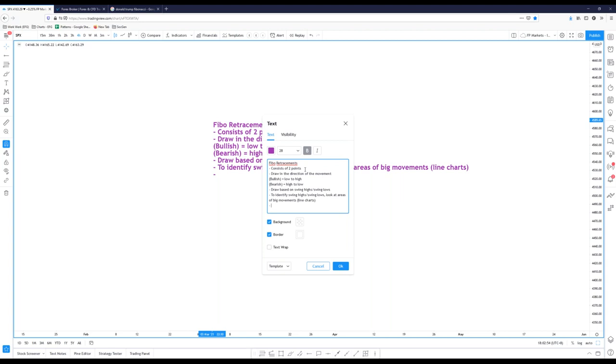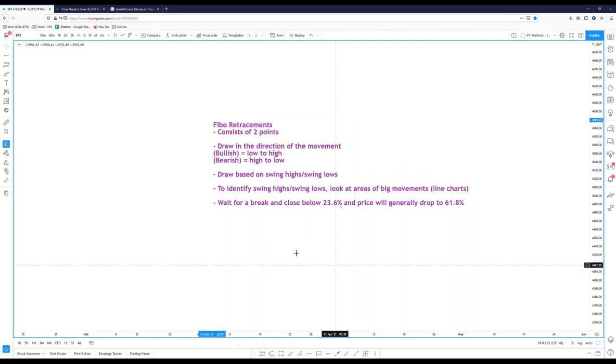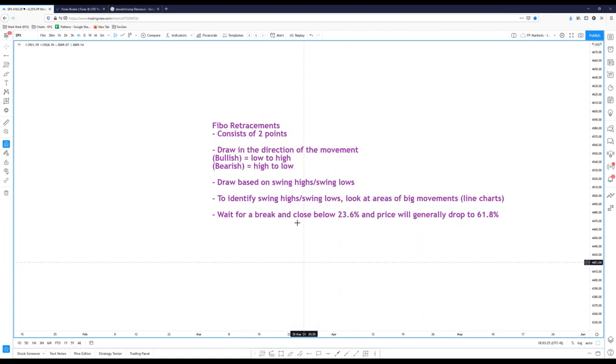Wait for a break and close below 23.6%, and price will generally drop to 61.8%. Oh, so many words. I don't like it when there's so many words. So this is essentially what I've covered today for Fibonacci.